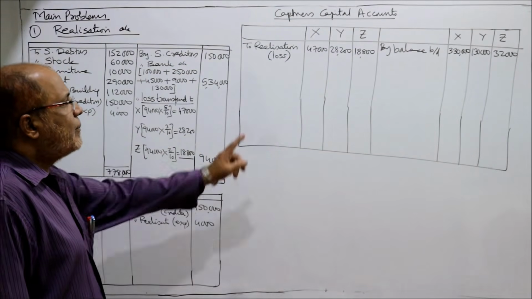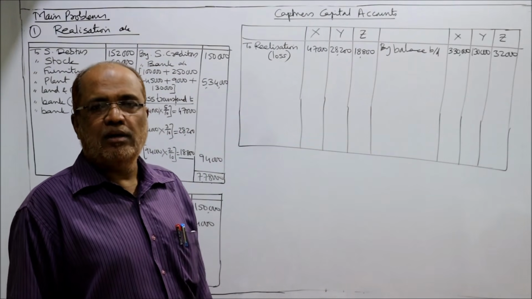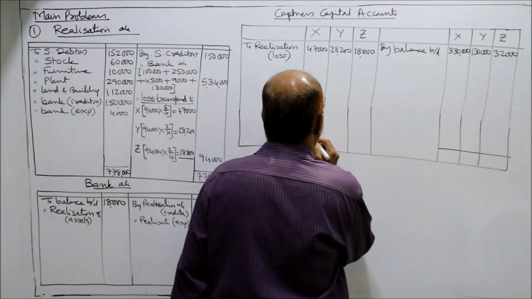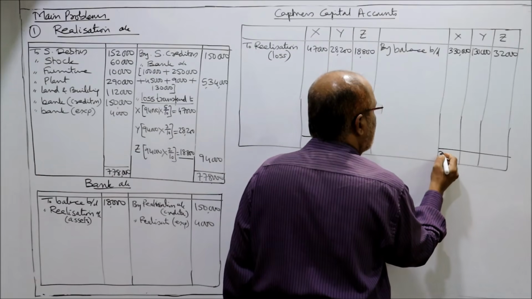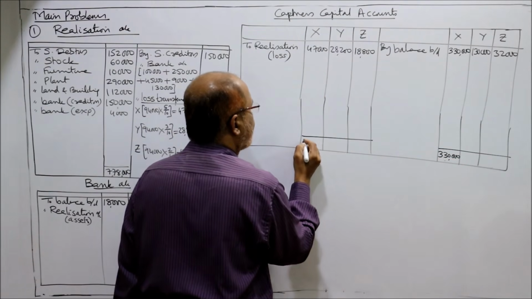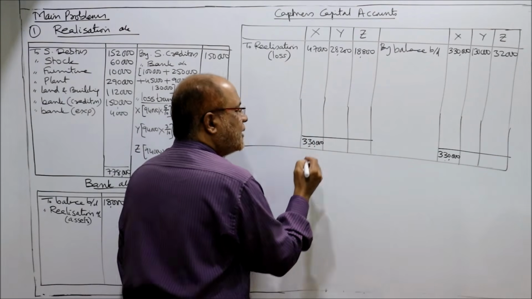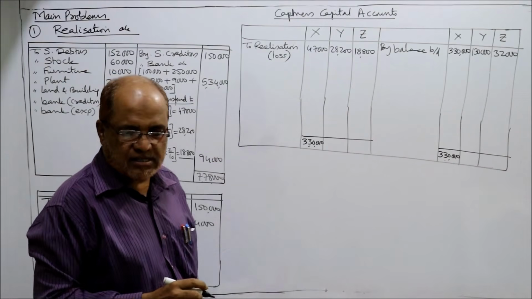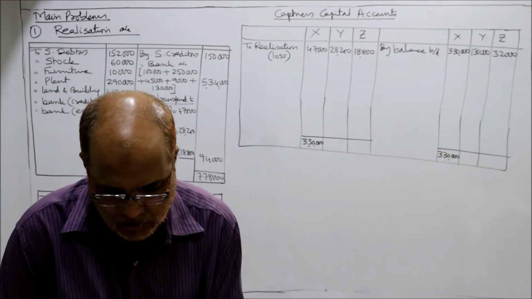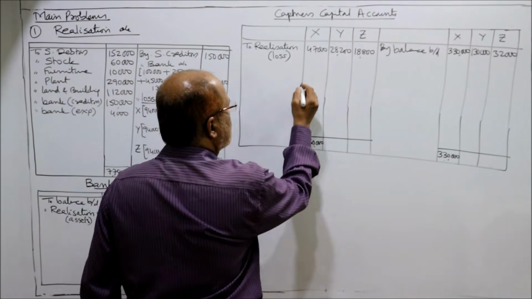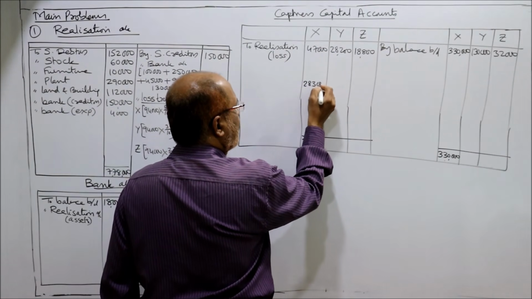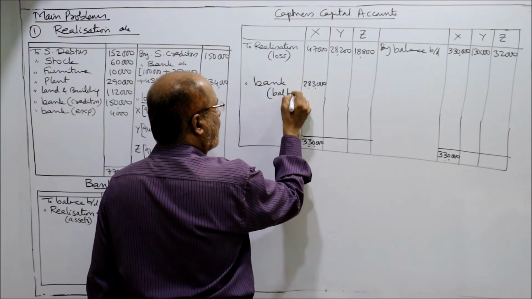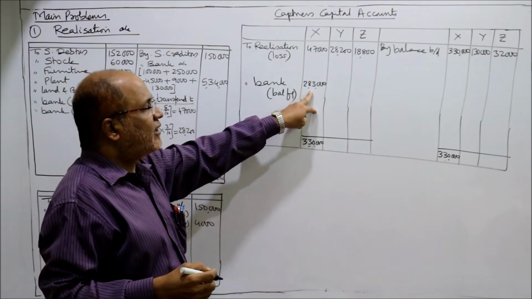Now we have to find out what is the balance in the partners capital account. अब partners के capital account close करना है. Close करने के लिए what is the balance? Credit side 3,30,000. 3,30,000 is the credit side balance of X. 3,30,000 minus 47,000, 2,83,000. यानी X को देना है 2,83,000.